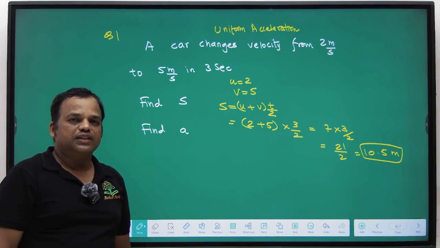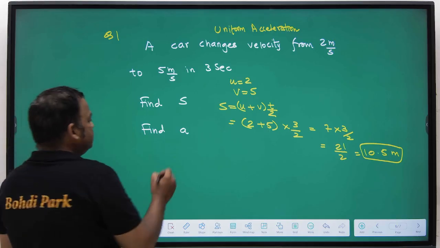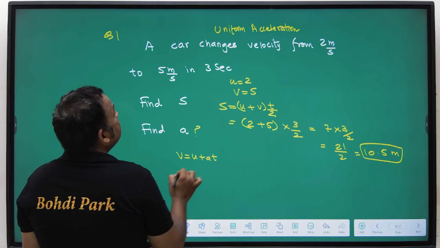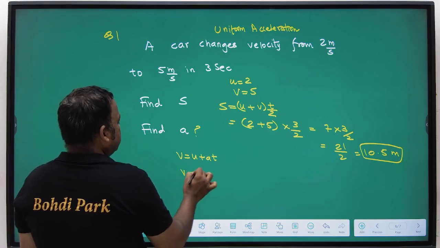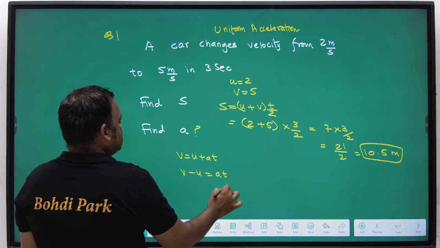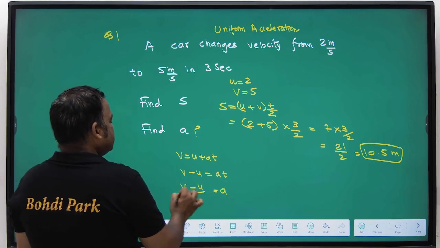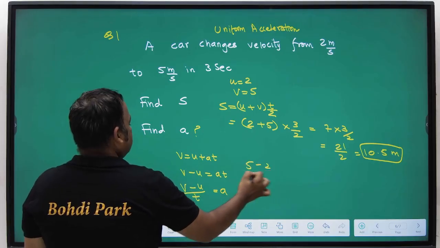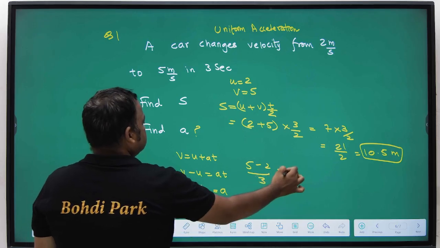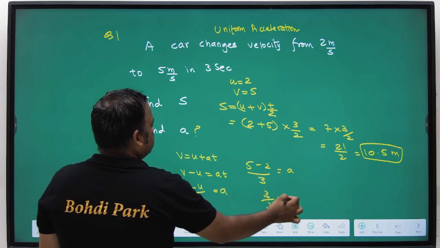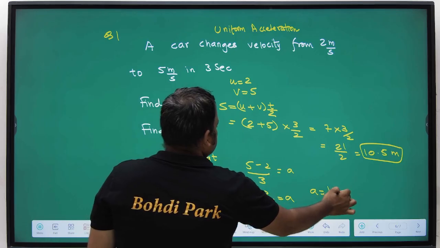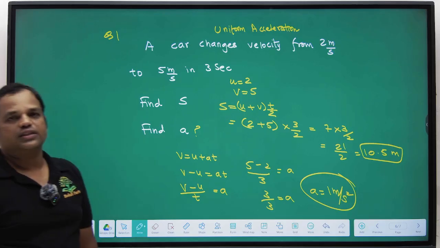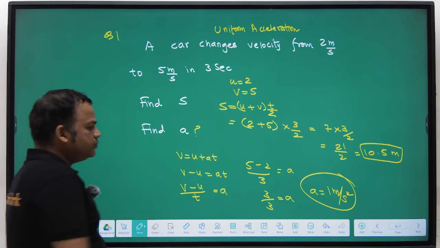How to find acceleration directly? So we will use v is equal to u plus at. So we have v minus u is equal to at. So a is equal to v minus u by t. So v is 5, u is 2, time is 3. So acceleration is 3 by 3. So acceleration is 1 meter per second square. Let's take second question.